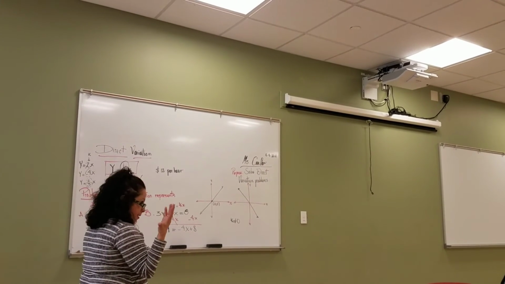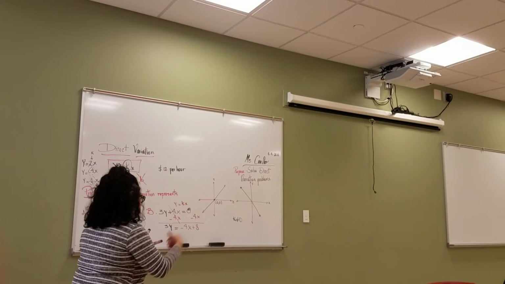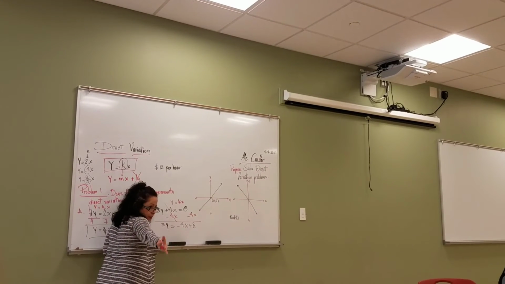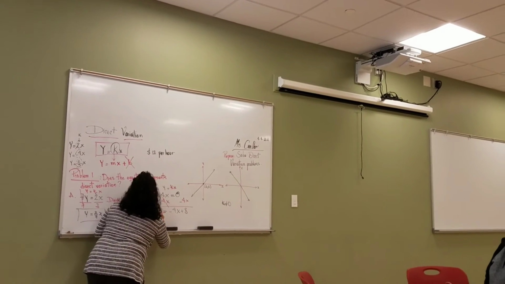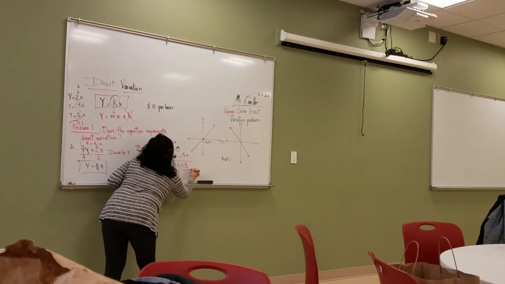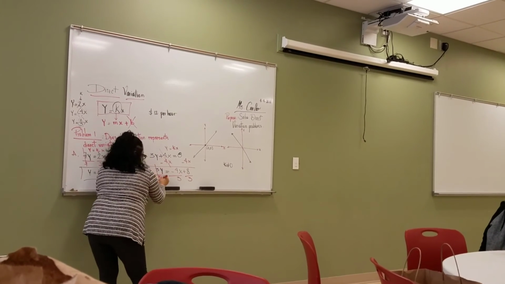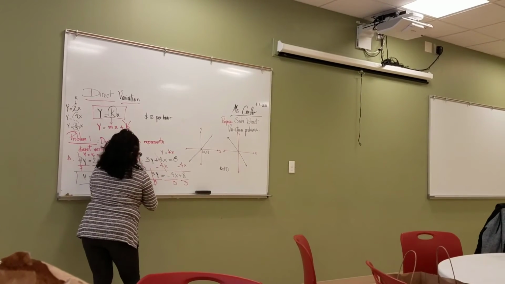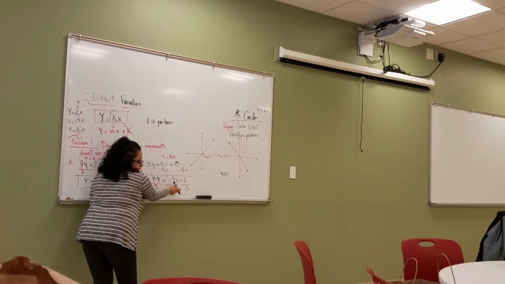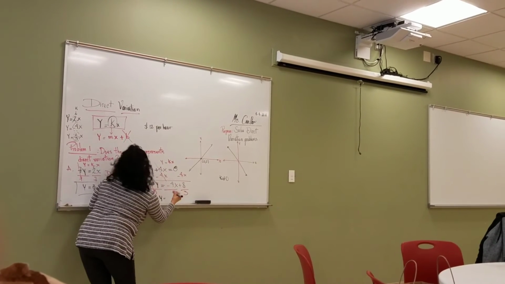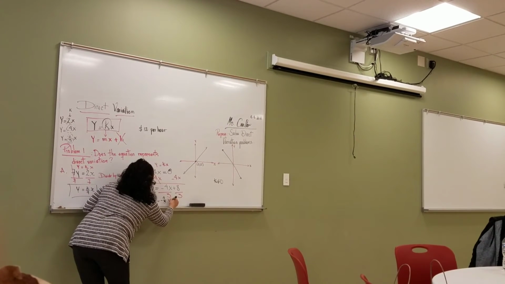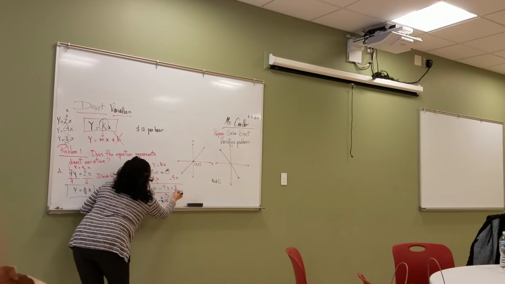No. Stinky y has a coefficient of 3. What do I need to do? Divide by 3. So I'm going to divide each term by 3. 3 divided by 3 is 1. I can give it as a fraction? Yes. So negative 4 over 3 of x plus 8 over 3.